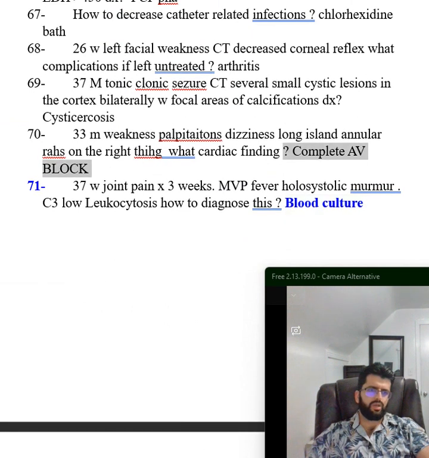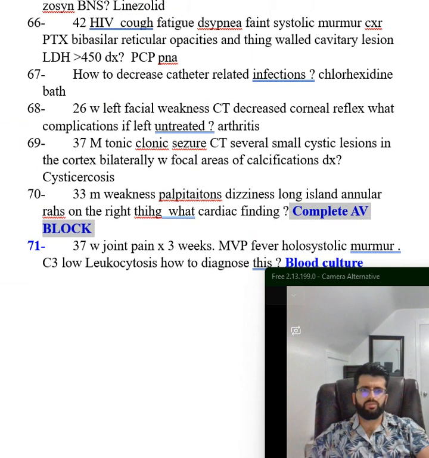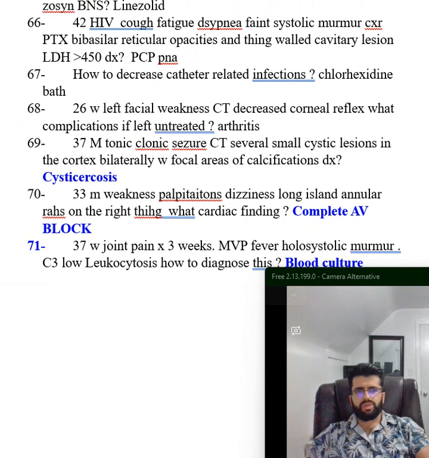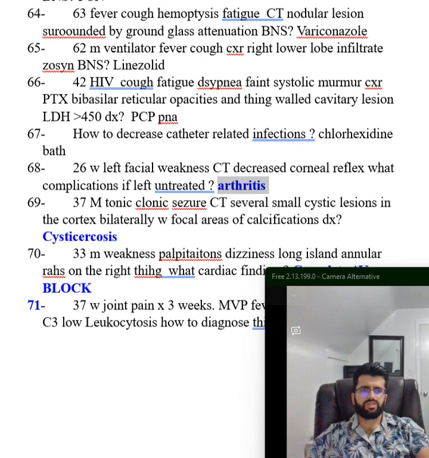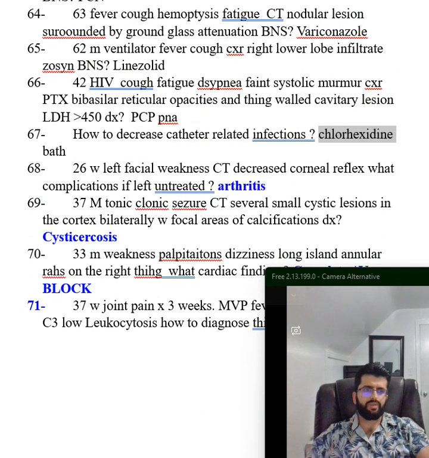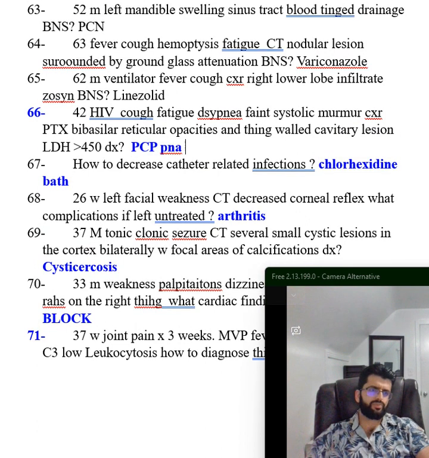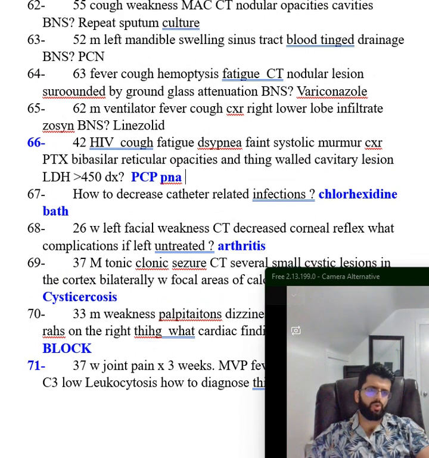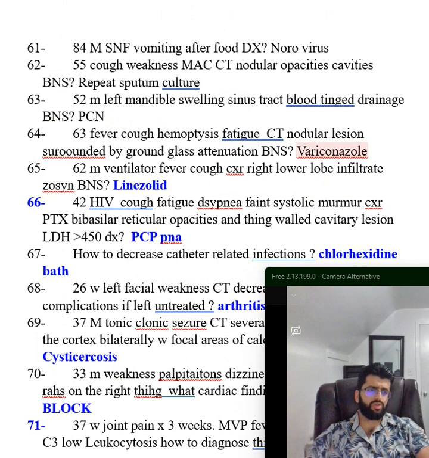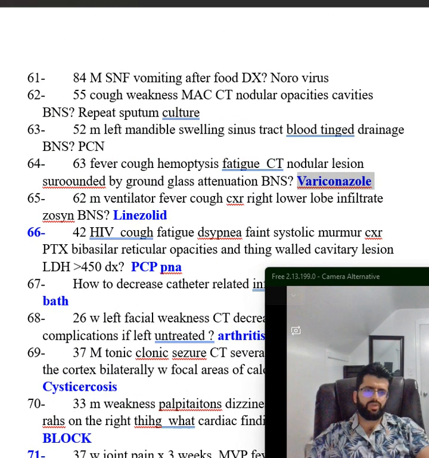Okay. Complications of Lyme is complete AV block. Cysticercosis, when you see calcifications on the brain CT. Arthritis, complication of Lyme. Chlorhexidine bath to prevent infection. PCP pneumonia can cause cavitary lesion and pneumothorax. Lactate dehydrogenase elevated. Linezolid, and ventilator associated pneumonia needs to cover MRSA. Voriconazole when you see a ground glass halo sign on CT.